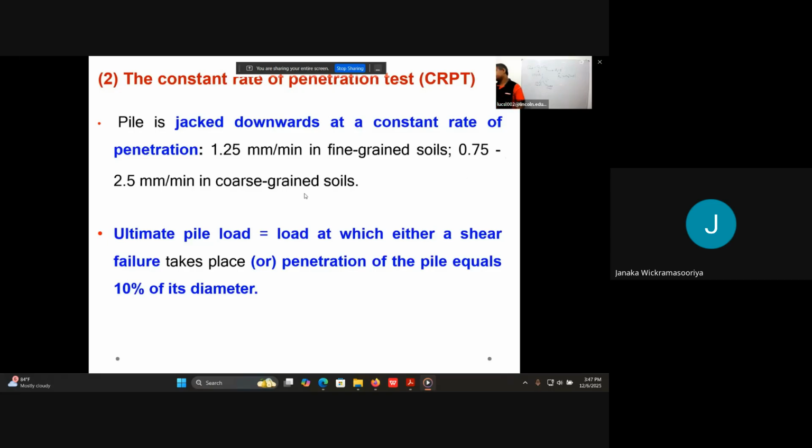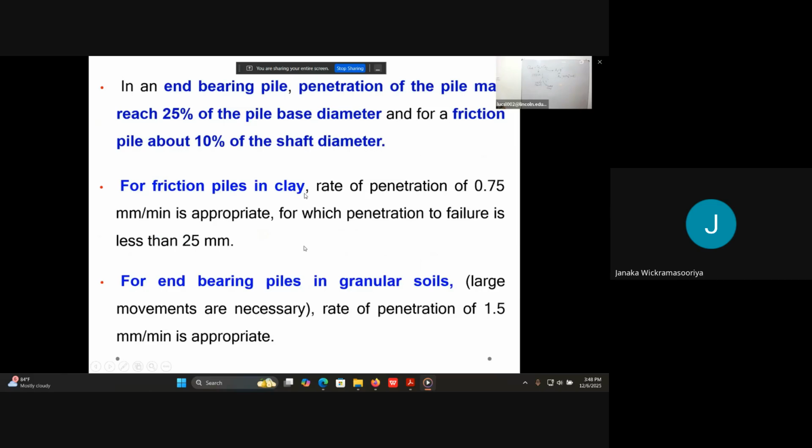In the CRPT, constant rate of penetration test, the pile is jacked downwards at a constant rate of penetration, 1.25 millimeters per minute, which varies from soil to soil. Ultimate pile load is the load at which either shear failure takes place or penetration of the pile equals 10% of its diameter. So that is how it is being selected.